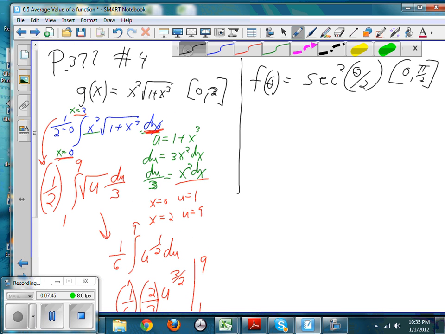Okay, now let's go back 7 minutes. We're going to find this one here, and we're going to integrate. This is problem 6. Oh no, the secant squared. What the heck is that? Oh, then there's a theta over 2 in this thing. Okay, and I'm going to integrate from 0 to pi over 2, and I'm going to divide by that interval, or pi over 2. All right?